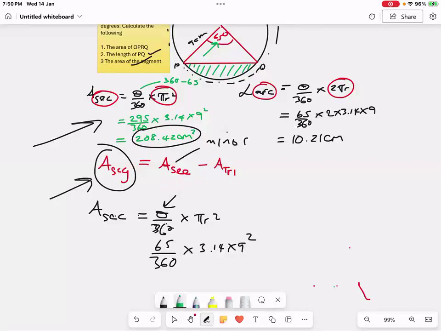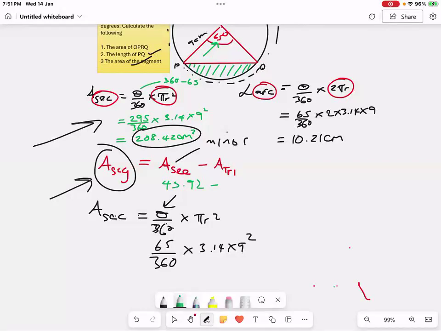All right, so you guys corrected me. The answer is 45.92. All right, and then this is going to be minus now area of tri. Area of tri means the area of the red triangle. So you have to find the area of the red triangle.